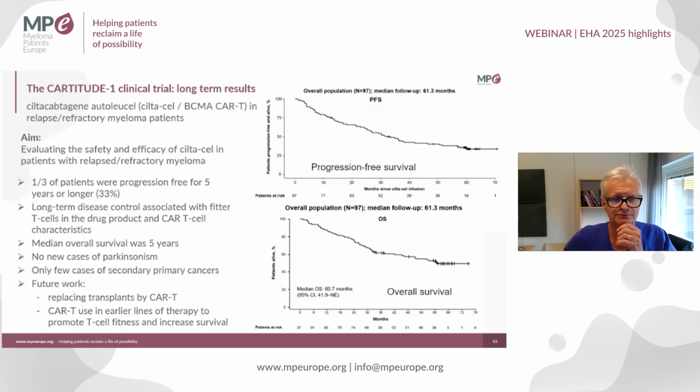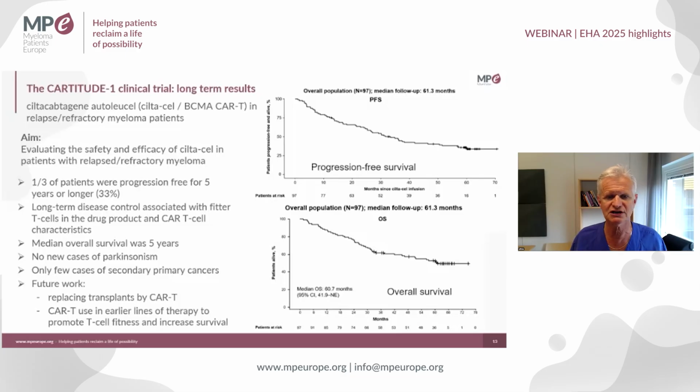And you can say that median overall survival also seems to land at about 5 years. Someone might get a bit concerned when you see no new cases of Parkinsonism. It's that CAR-T does have some neurological side effects. They are not common. We used to call them ICANS, and there are some feared side effects. For one thing, it's Parkinsonism that some patients develop.